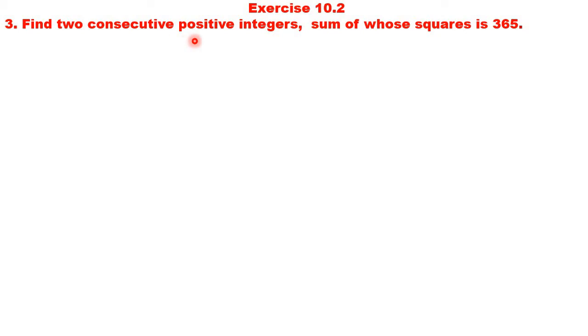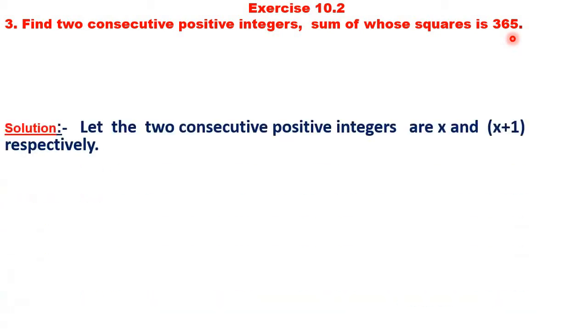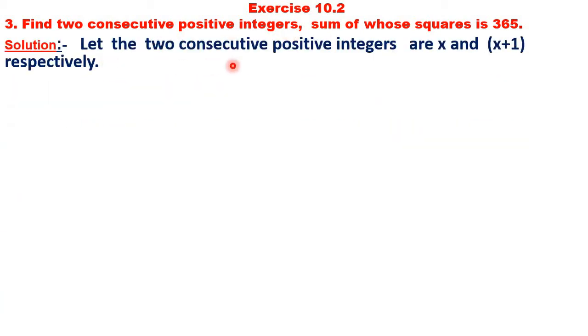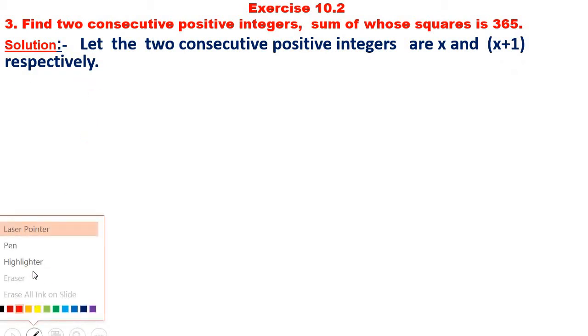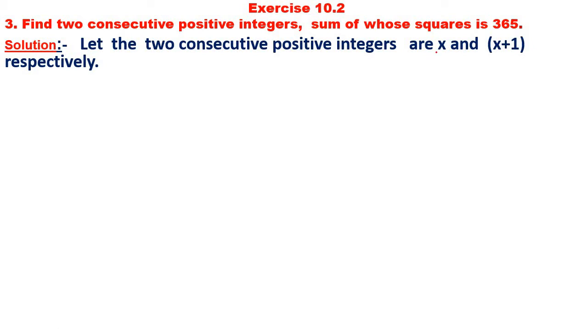We have to find the two consecutive positive integers, the sum of whose squares is 365. Now let the two consecutive positive integers be x and x plus 1 respectively. So x and x plus 1 are the two consecutive integers.